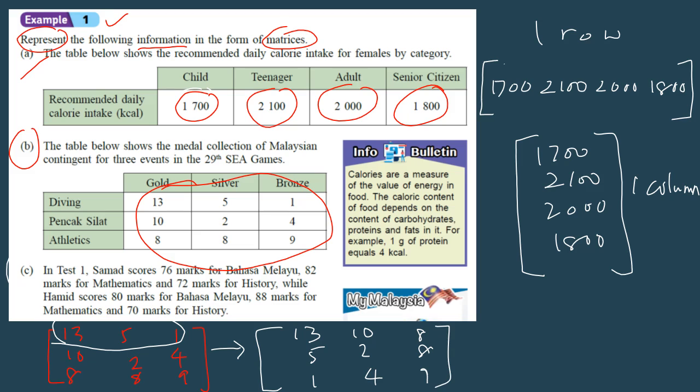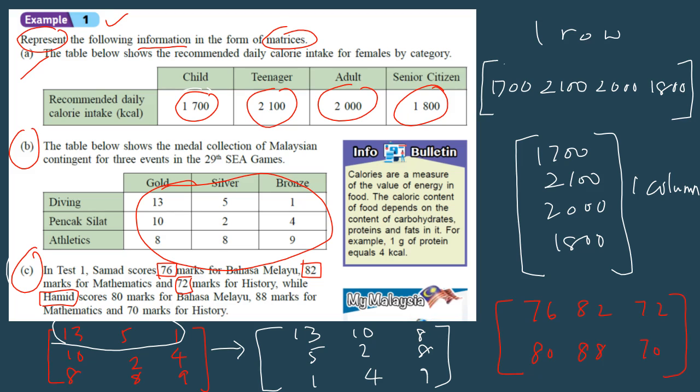And for C, this one Samad scores 76. Okay, you can start with this, 76. And then for maths, it's 82. And then for history, it's 72. Okay, this is for Samad. For Hamid, okay, so your BM is here under 76. So BM is 80. Mathematics is 88. And then history is 70. Okay, you can write like that.